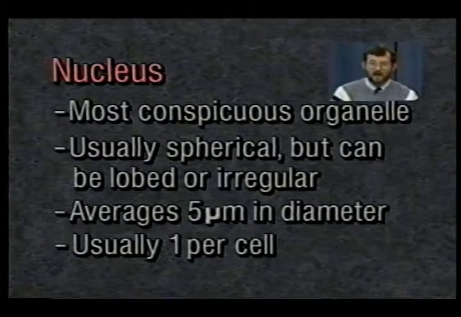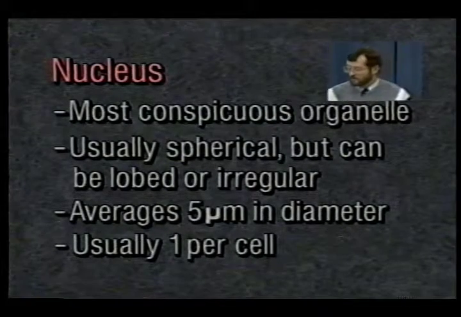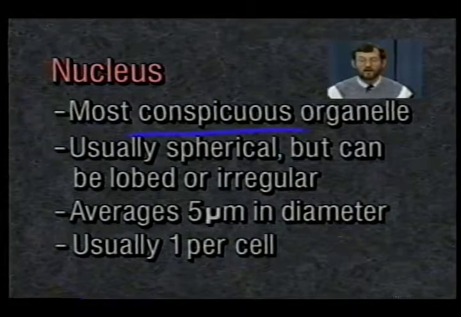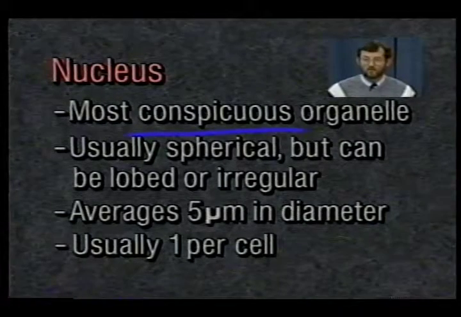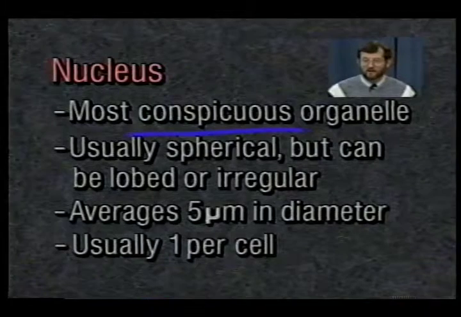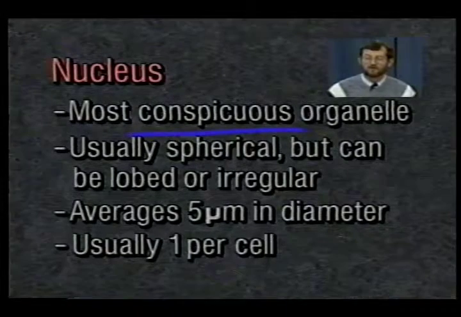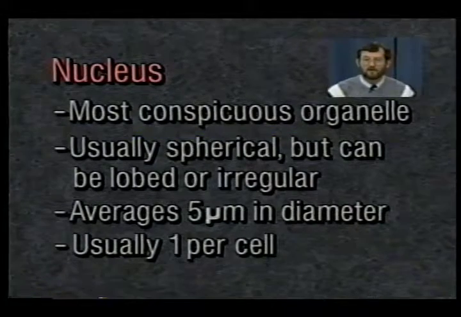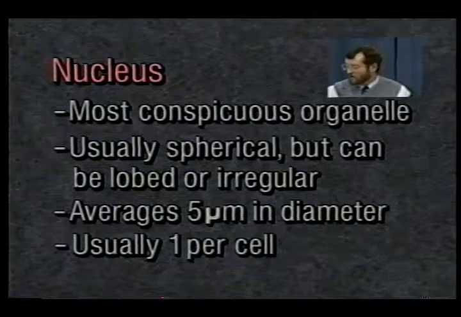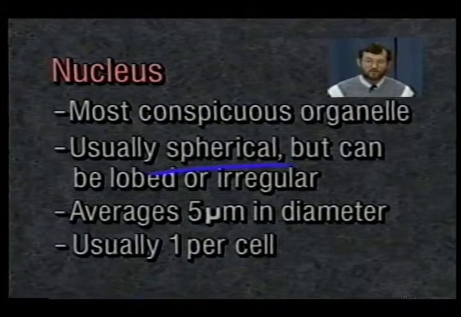Now, nucleus, the obvious one to begin with. This is typically the most conspicuous organelle. When you take a look at a cell, this is the one that everybody can usually find right away. Sometimes they're pretty translucent, but typically this is one you can find reasonably fast. They are usually spherical.